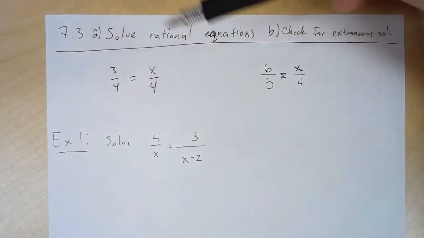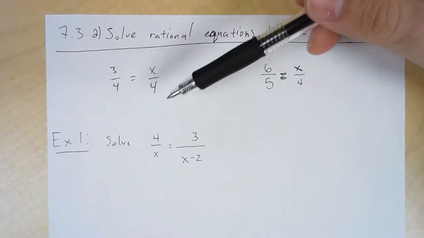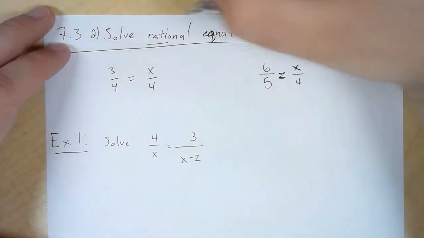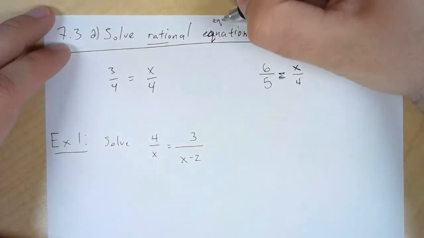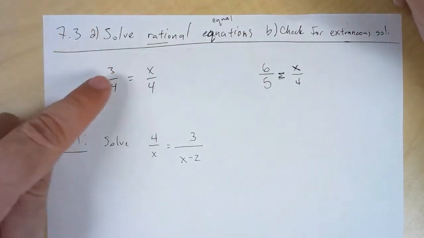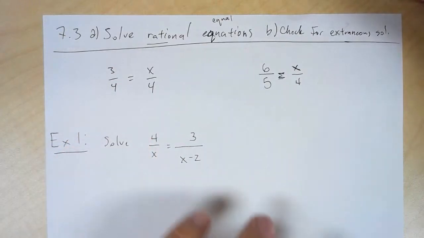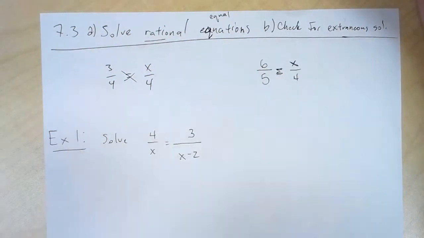We've seen equations like 3 over 4 equals x over 4. These are two ratios that have an equal sign, which means that's a rational equation. So we're used to just cross multiplying and going for it. And we can do that.